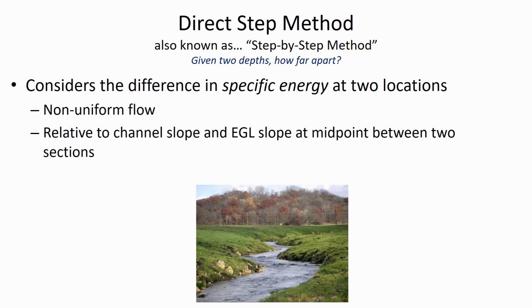So the direct step method is also known as the step-by-step method. The reason why is because we're going to be breaking up profiles into different segments and then finding the length of each one of them by accounting for the energy grade line slope at the midpoint. And so this bears some resemblances to the numerical integration method.